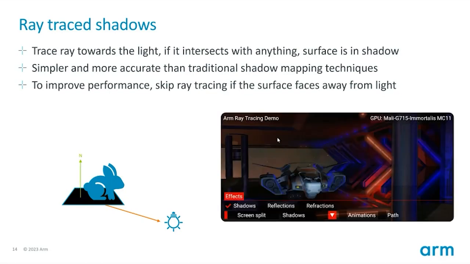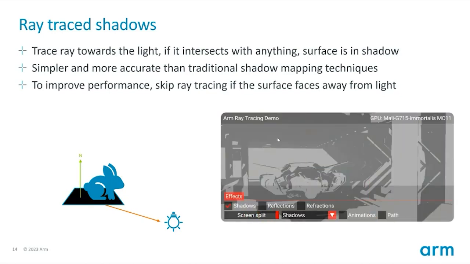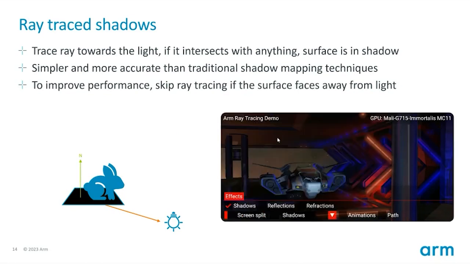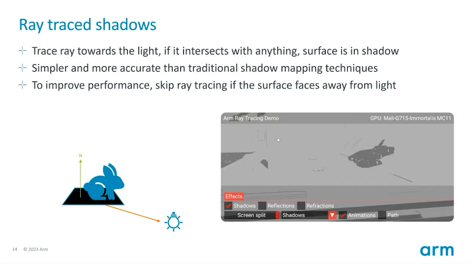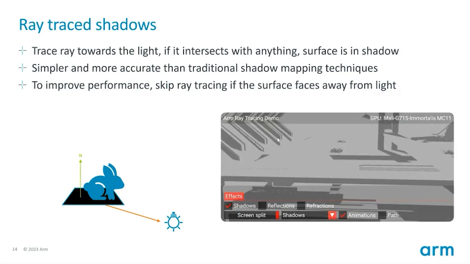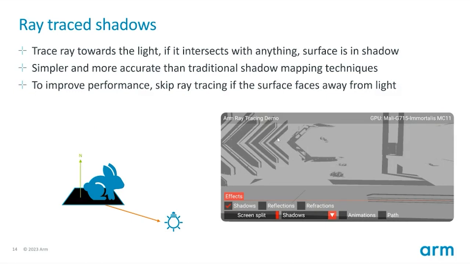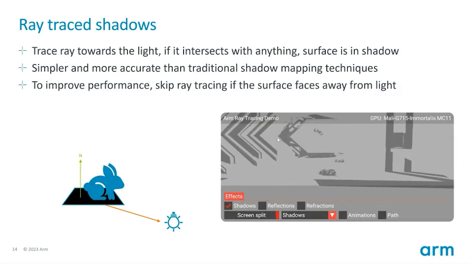I have another video here. We have a debug view to show you how the shadows look in isolation. And to highlight here the fact that we are using a dynamic light, the light is attached to the animated spaceship, so it's constantly changing position.